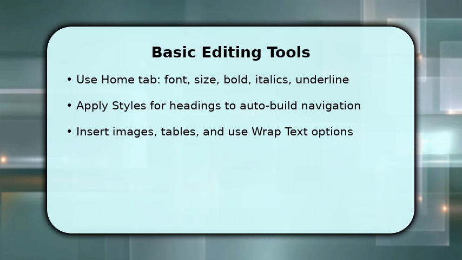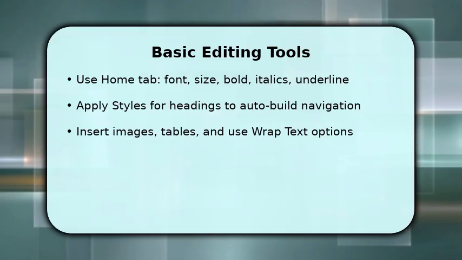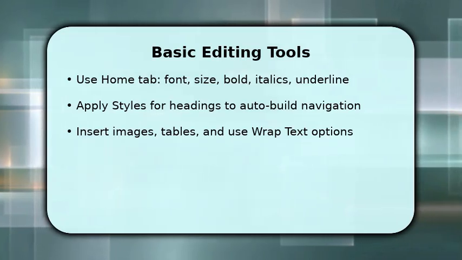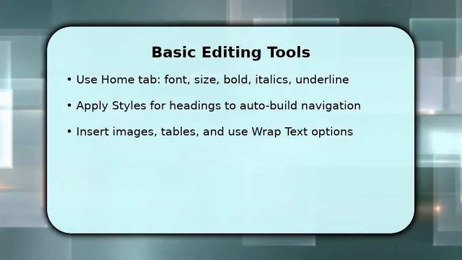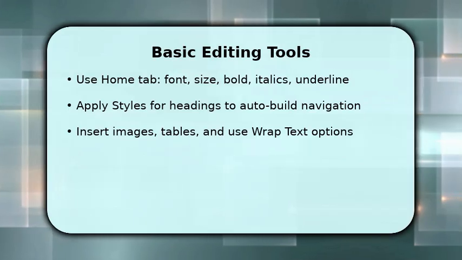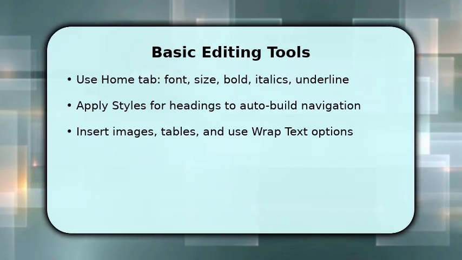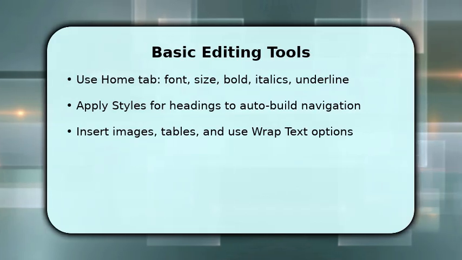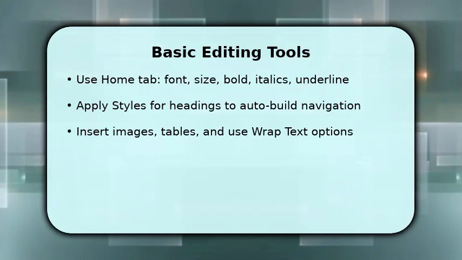Now you move into editing. Use the Home tab to change font, size, alignment, and apply bold or italics for emphasis. Small adjustments affect readability. Next, apply built-in styles for headings so Word can auto-build a navigation pane and produce a consistent table of contents later. Then insert images or tables from Insert and use wrap text and layout options to position visuals without breaking paragraphs. This keeps the document structured and easy to tweak as content grows.